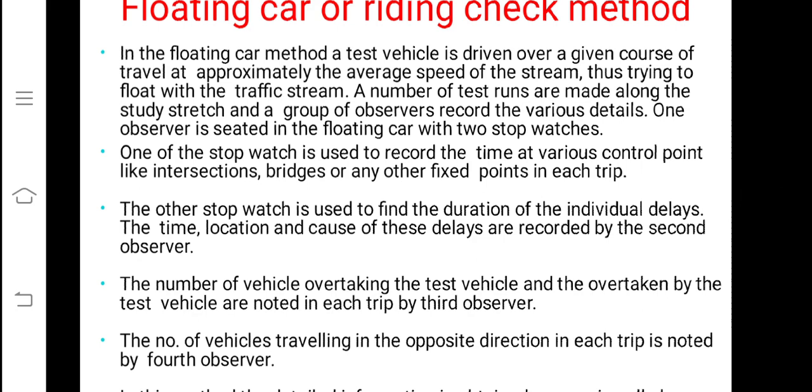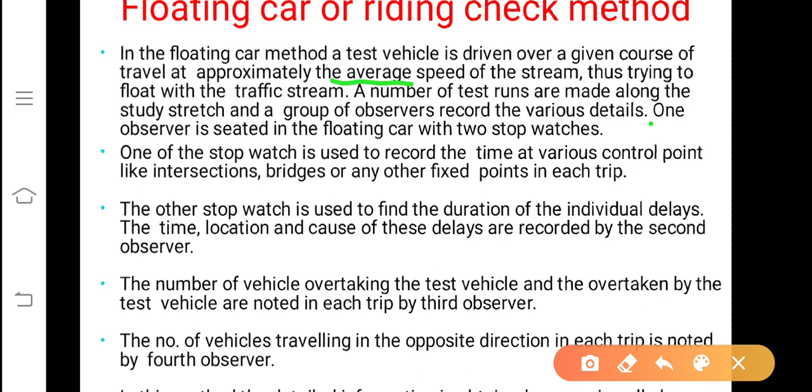In the floating car method, a test vehicle is driven over a given course of travel at approximately the average speed of the stream, thus trying to float with the traffic stream. So you have to float along the traffic stream. A number of test runs are made along the steady stretch and a group of observers record the various details.